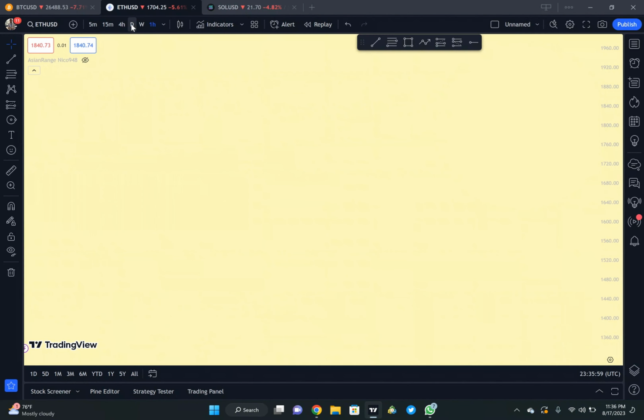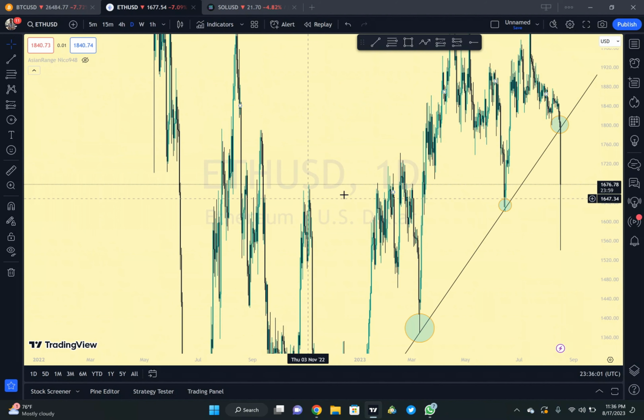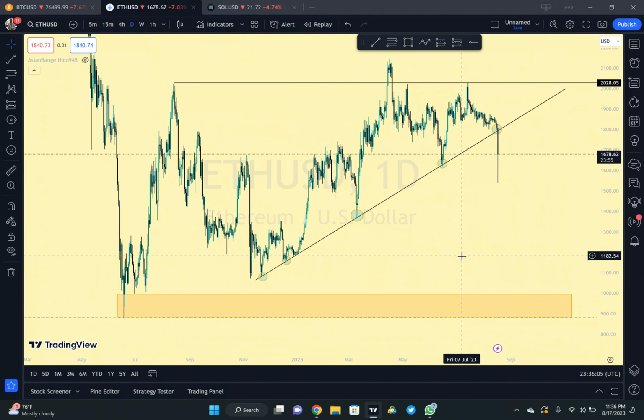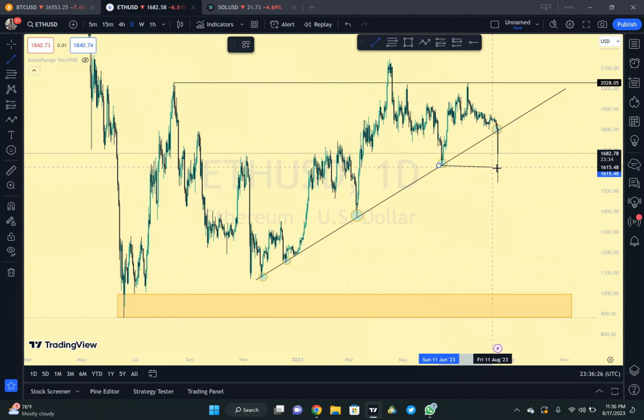And you can even see that when it comes to Ethereum, Ethereum was also holding this trend line. It held first, second, third, fourth, fifth, and the sixth one failed to hold. So Ethereum has also broken this trend line, and Ethereum has also caused a break in market structure.